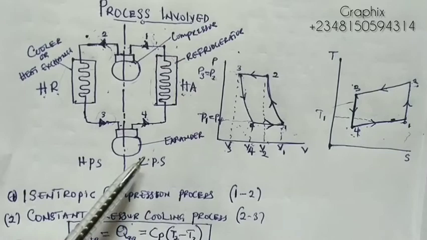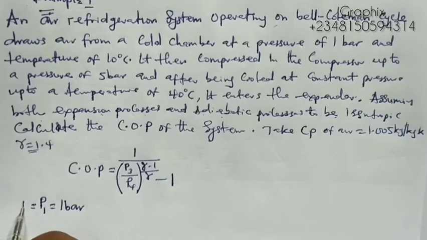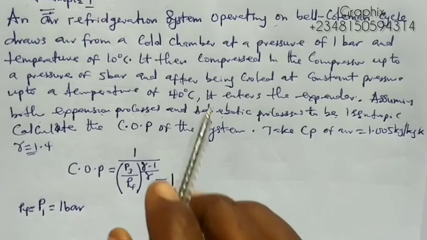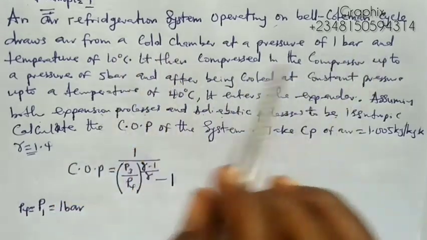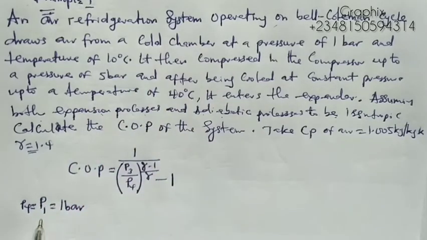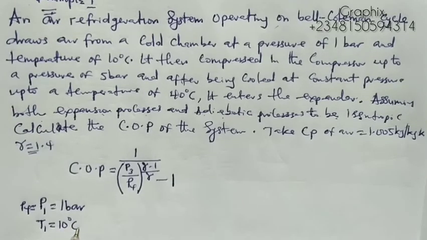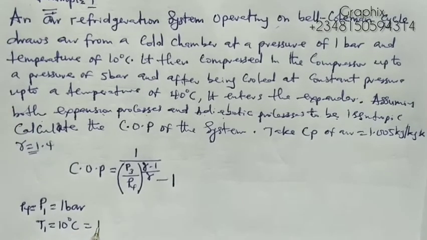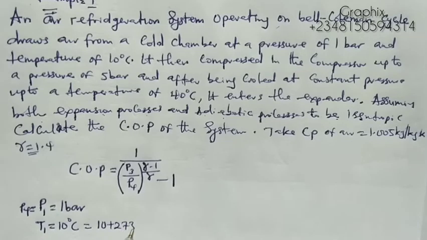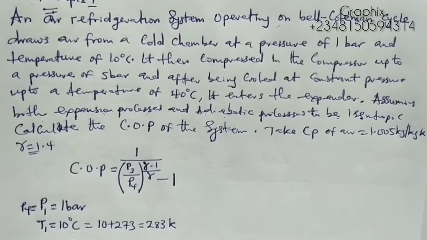P1 is equal to P4 from that graph. We need the graph to work. So P1 is equal to what? P4. And also a temperature of 10 degrees centigrade. So our T1 is equal to what? 10 degrees centigrade, which is equal to 10 plus 273, which will give us 283 Kelvin. That is one stage.